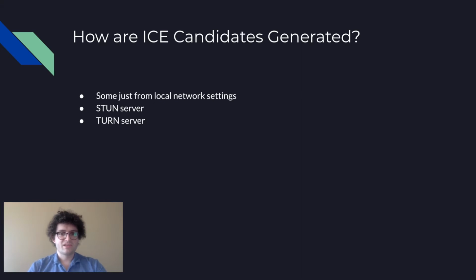How are ICE candidates generated? Well, some are generated from the local network settings. In fact, in the previous presentation, I showed off a demo, and both of those users were simply connecting over a local connection. These local connection candidates will suffice for peers within our local networks. Other candidates are generated from a stun server, and others are generated through a turn server. I'll go into what both of these server types are.